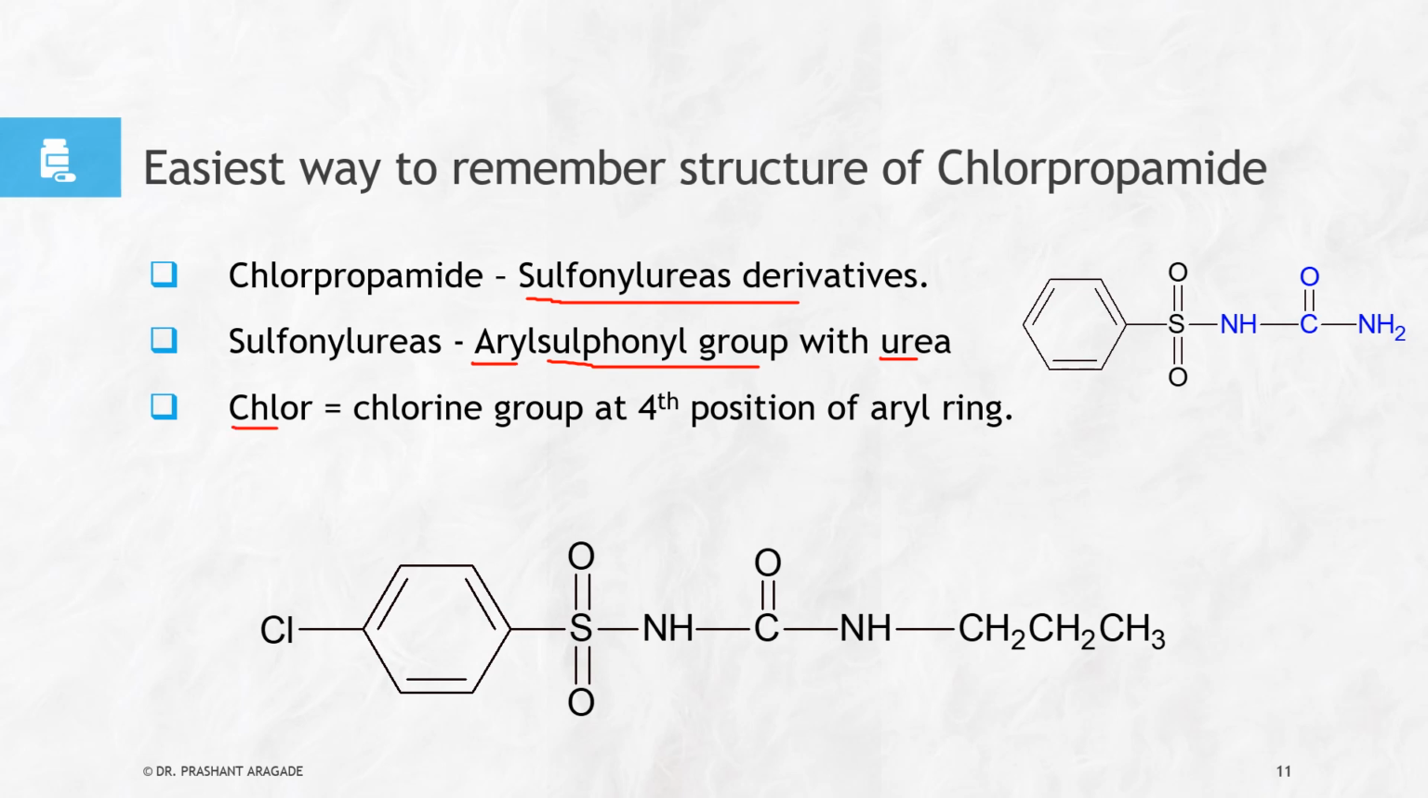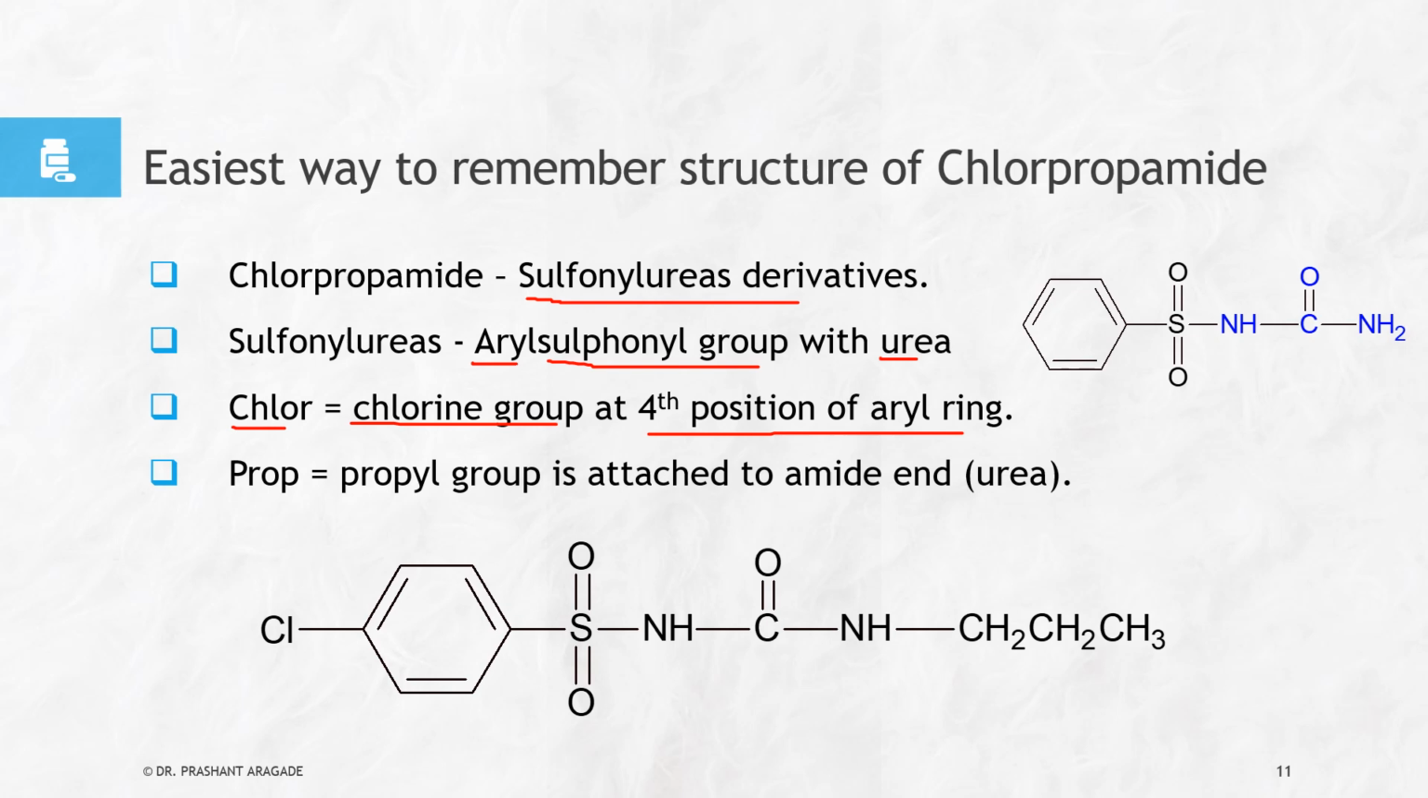So chlor stands for the chlorine group, which is present at the 4th position of the phenyl ring. And then prop, which stands for propyl group, is attached at the end of your amide, or you can say it is attached at the terminal nitrogen atom of urea. So this is how you are able to remember the structure of chlorpropamide.